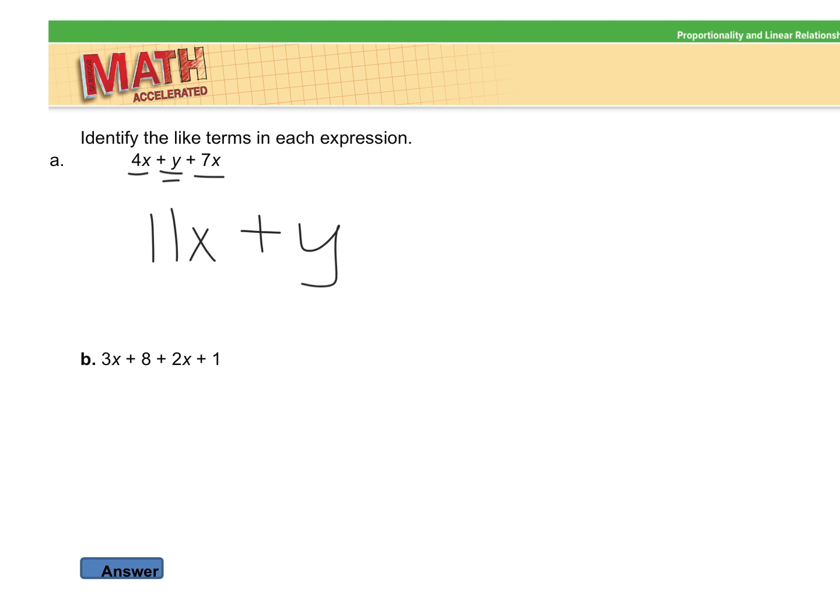On B, start with 3x. Does 3x have a like term? What is it? 2x. Does it have any more? No. Could it have more than one? Yes. So we have 3x plus 2x.